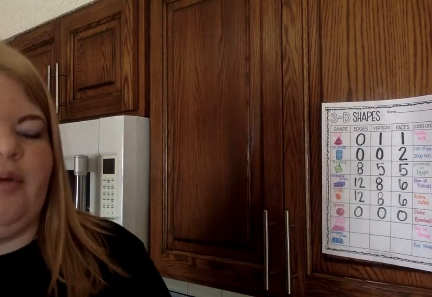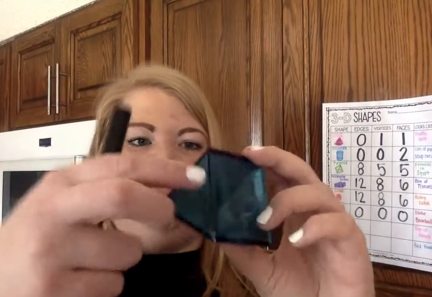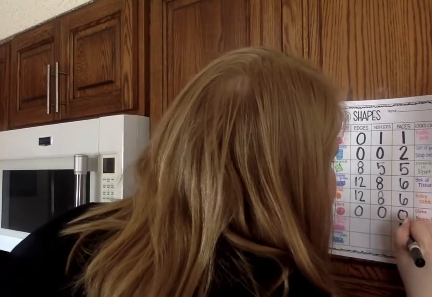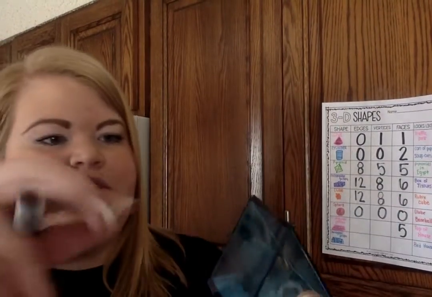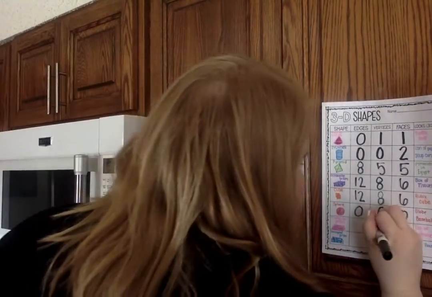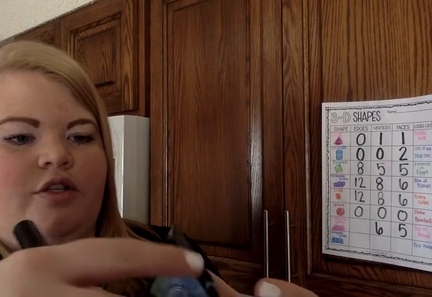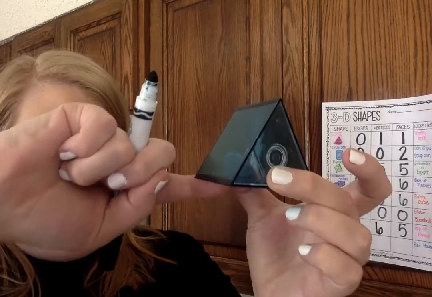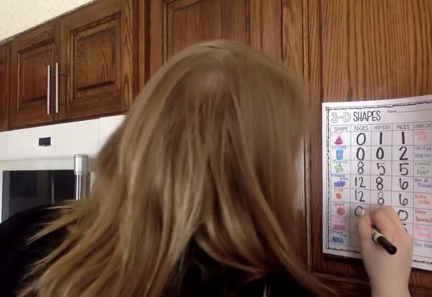Then we look at a triangular prism. So you can see that 2 of the faces in a triangular prism are triangles, which is where it gets its name. So if we start with faces, 1, 2, 3, 4, 5 faces. If we look at vertices, the pointy, 1, 2, 3, 4, 5, 6. 6 vertices. And then edges, 1, 2, 3, 4, 5, 6, 7, 8, 9. 9 edges.